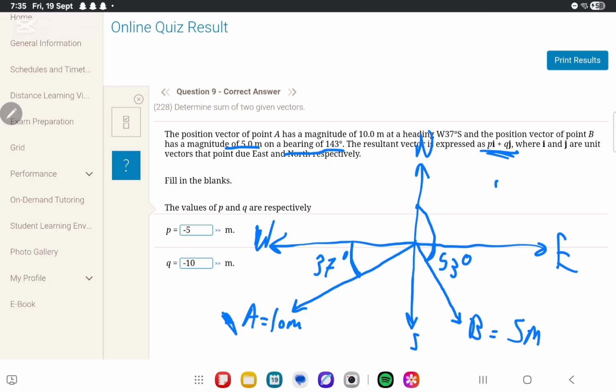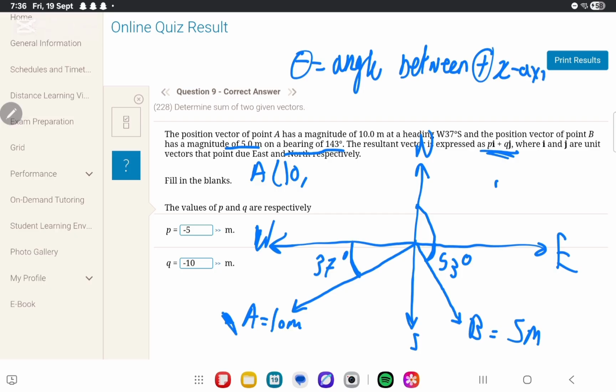It's very easy, very simple. We're going to have to change from polar to Cartesian. So our thing is going to be 10 for A. It's going to be 10, comma. Now, here's the tricky part. It's not 37 degrees. It is, again, what did I say theta was? Theta is the angle between the positive x-axis and the vector. Okay, so it's actually starting from here and ending here.